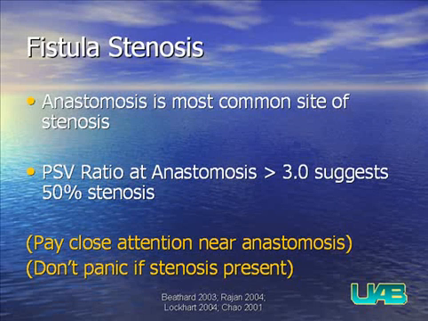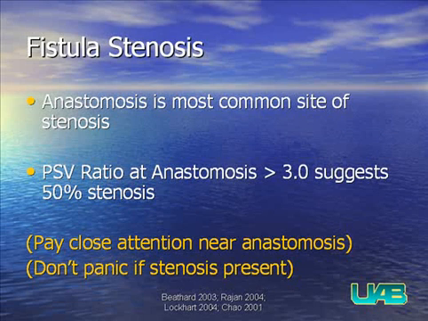When we're evaluating the different types of abnormalities, stenosis is the one that is most commonly brought to mind. For stenosis, the anastomosis is the most common site that it occurs. We've shown previously that if there is a ratio of the anastomosis to the feeding artery 2 centimeters proximally, a ratio greater than 3.0 suggests a 50% stenosis. So you need to really pay close attention to the anastomotic region.